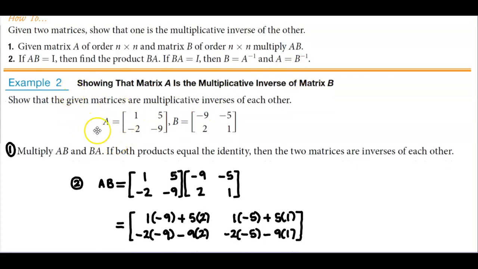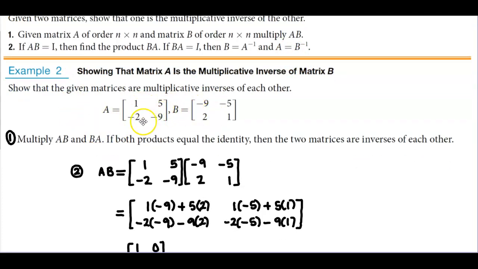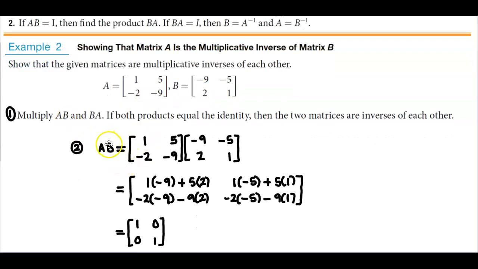So looking at example number 2, we're going to look at these two matrices and we're going to multiply them. We're going to multiply A times B first to see if we get the identity matrix, and then B times A and see if we get the identity matrix. If we get the identity matrix both times, then that means the two matrices are inverses of each other.